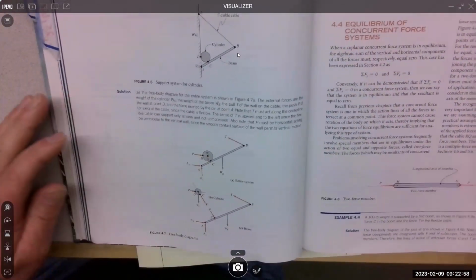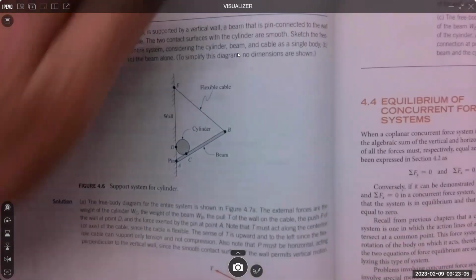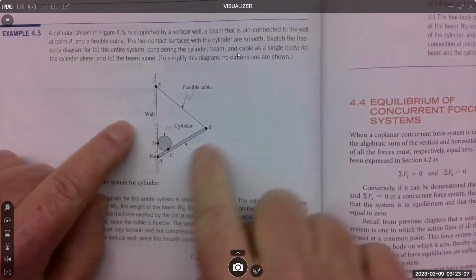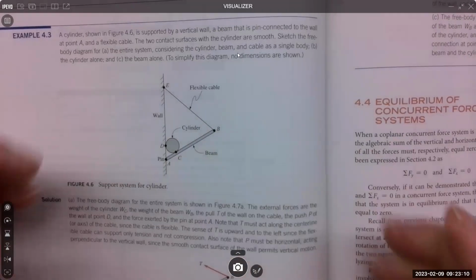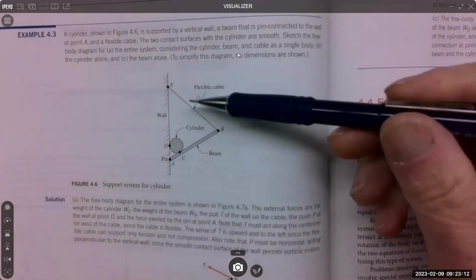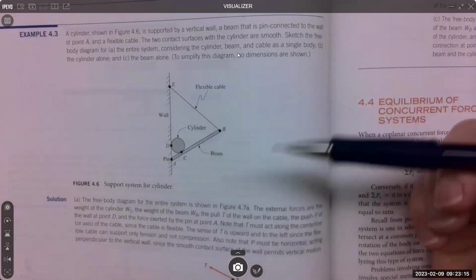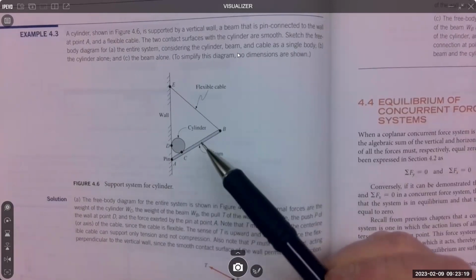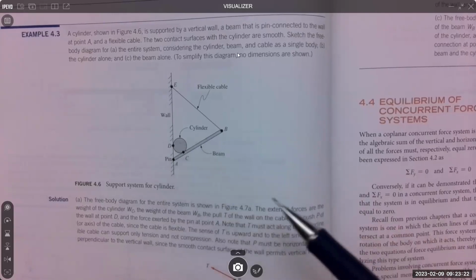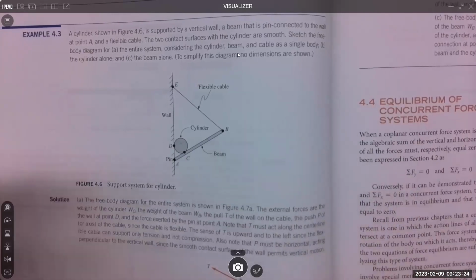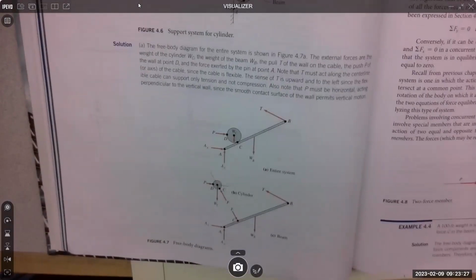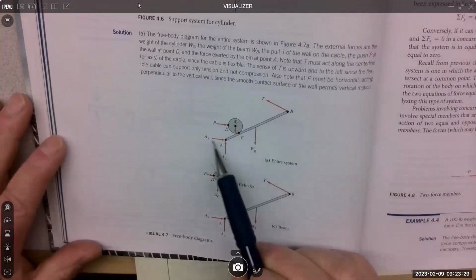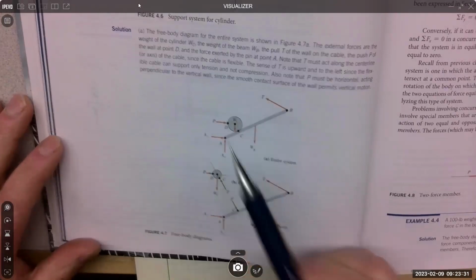They can get complicated, right? And they can be in pieces. This is a complicated system where we have a cylinder with some weight, a beam and a cable, lots of supports. So you have to decide what you are going to draw the free body diagram of. You can draw the free body diagram of any part, the cylinder or the beam, and then sometimes we actually are going to have to draw them both. And that's what they did here. They did the system together, right?